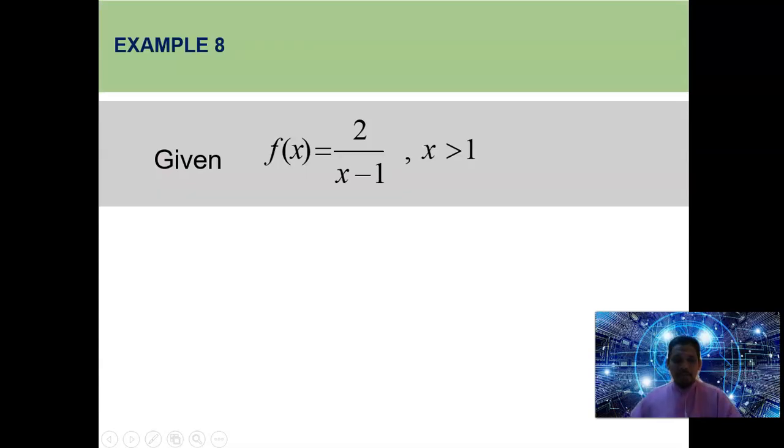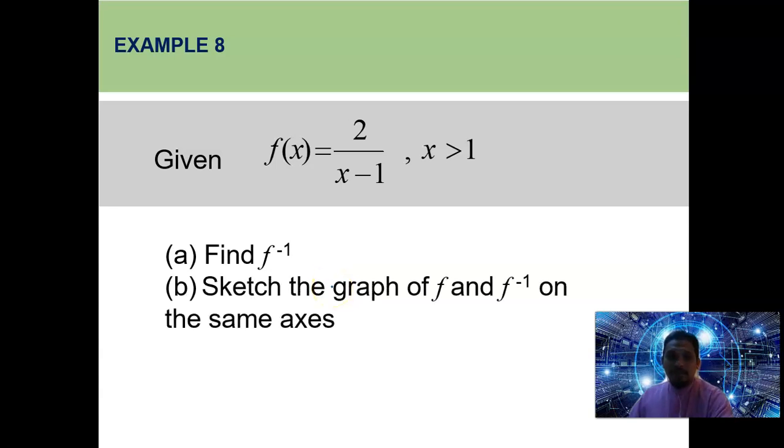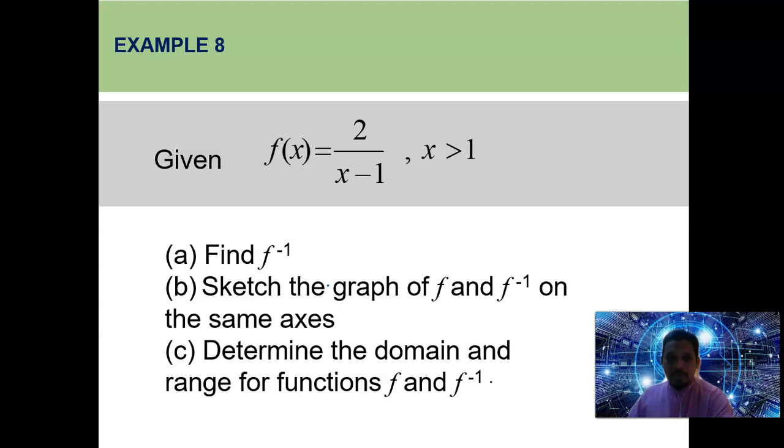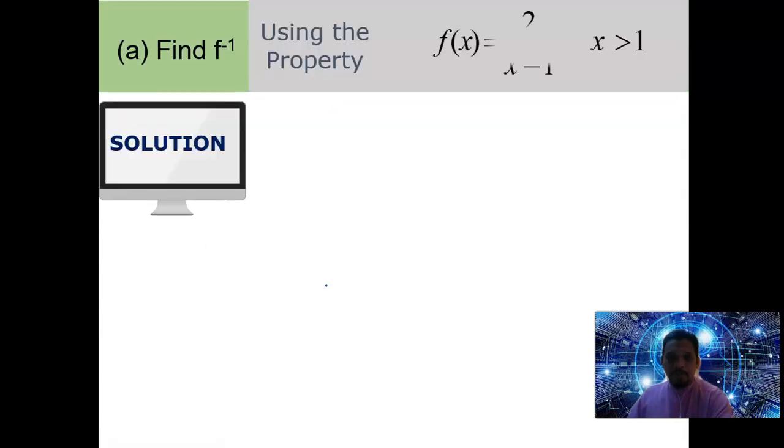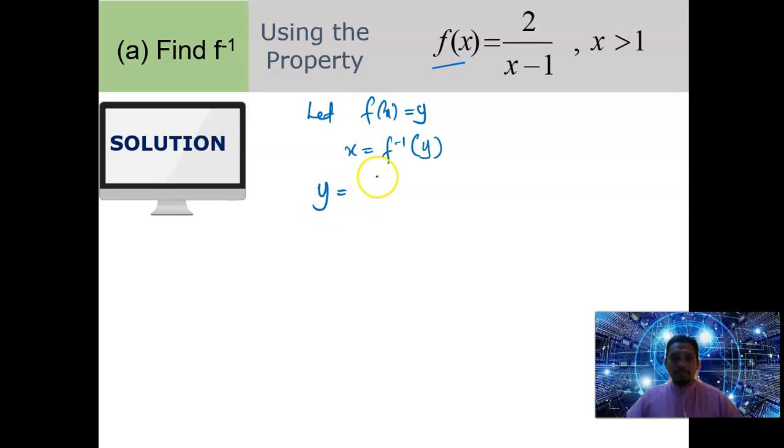Okay, so now the last one here. Again, the same question: find f inverse, sketch the graph on the same axes, and determine the domain and range of the function f. Okay, so now let f of x equal y, and then x equal f inverse of y. So the first one here, make this y equal to 2 divided by x minus 1.